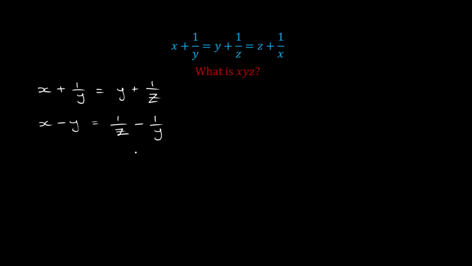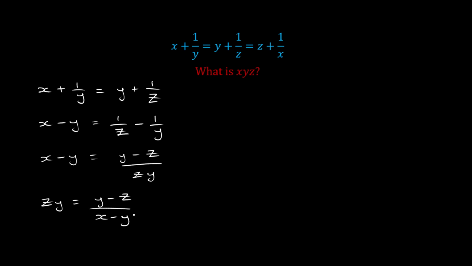And from here, we could actually combine these fractions. So x minus y is equal to y minus z over yz, or zy. So let's leave it as zy, but we're not through as yet. We could actually cross multiply to get zy by itself. So let's do just that. Let me actually do that below here. So zy is equal to y minus z over x minus y.